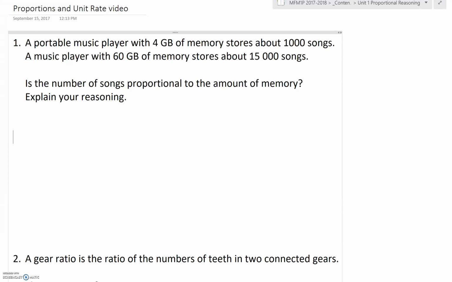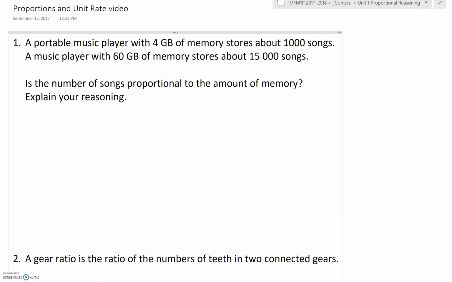So I'm just going to go ahead and do 3 examples that we've been completing in the classroom for the past 2 weeks. This may help you just slow things down a little bit and take the time to review the concepts. So first question is, a portable music player with 4 gigabytes of memory stores about 1,000 songs.